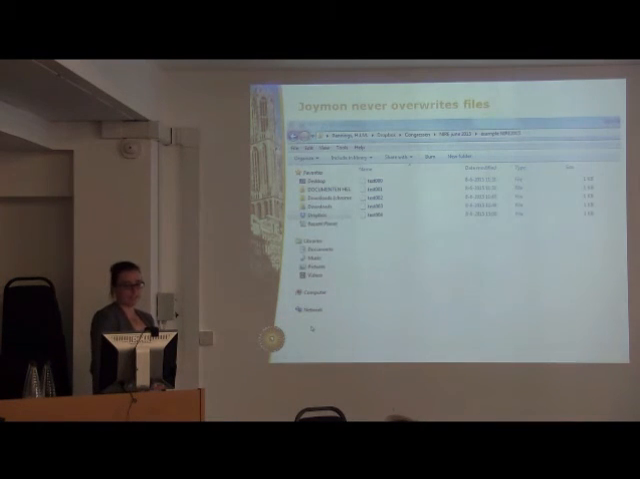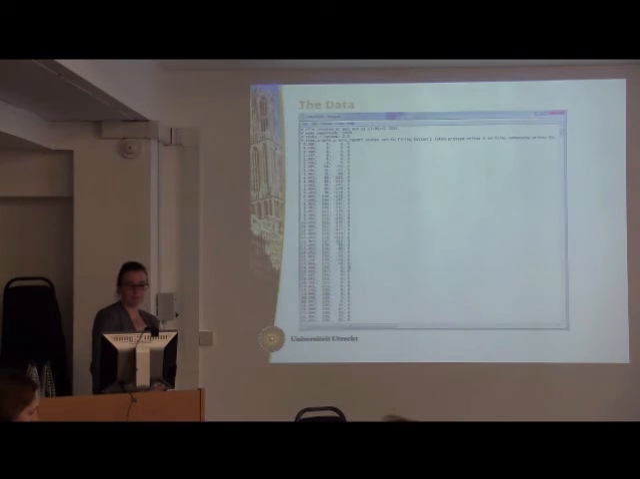Okay, these are the data files that are generated by Jormon. It never rewrites data, so if you do it again, or if you make a mistake and have to do it again, it will just make a new file. And this is what the data file looks like.